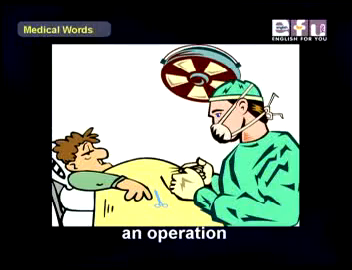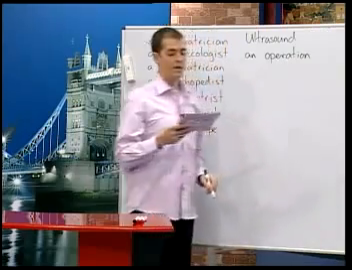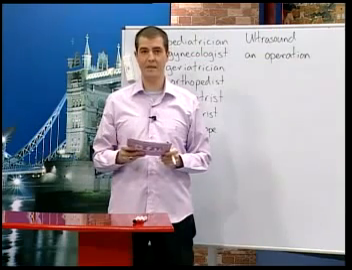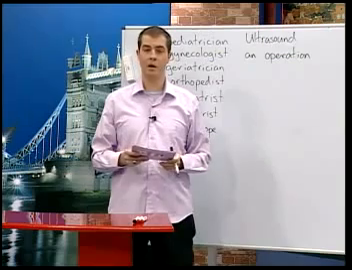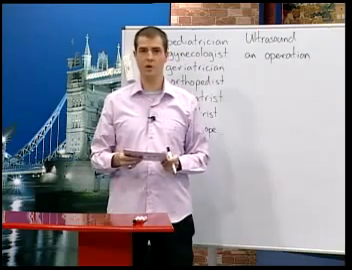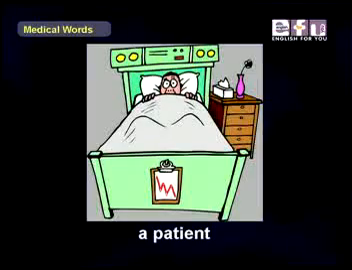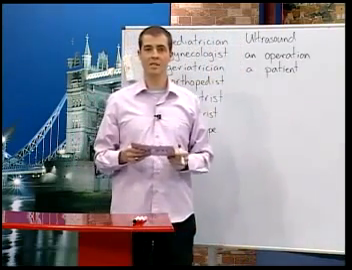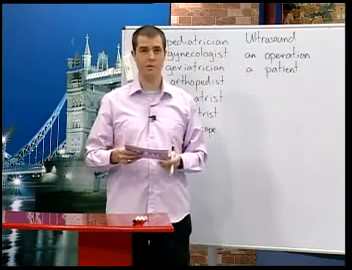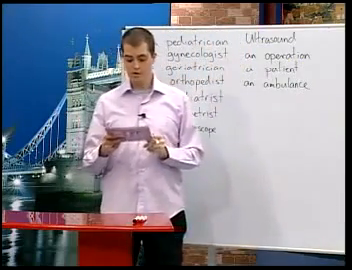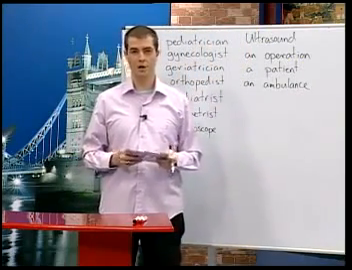An operation is the process of cutting into someone's body or removing a part that is damaged. Operations are performed in an operating room. Operations are performed by surgeons, special doctors who do operations. A patient is a person in a hospital who receives medical care or who is waiting to receive medical care. And an ambulance is a special vehicle used for taking people who are ill or injured to the hospital.